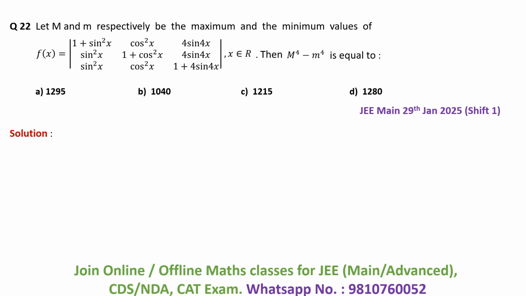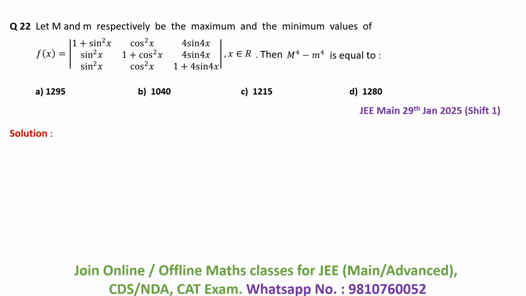Now students, this question is based on the topic of determinants. It also involves some concepts of trigonometry. It says, let capital M and small m respectively be the maximum and the minimum values of f of x, given by this determinant, where x belongs to capital R, then M to the power 4 minus small m to the power 4 is equal to.